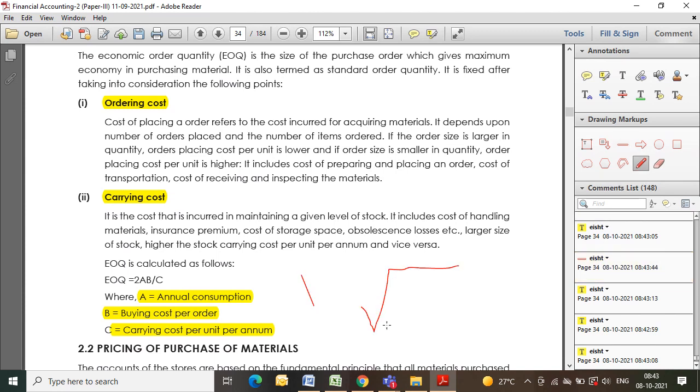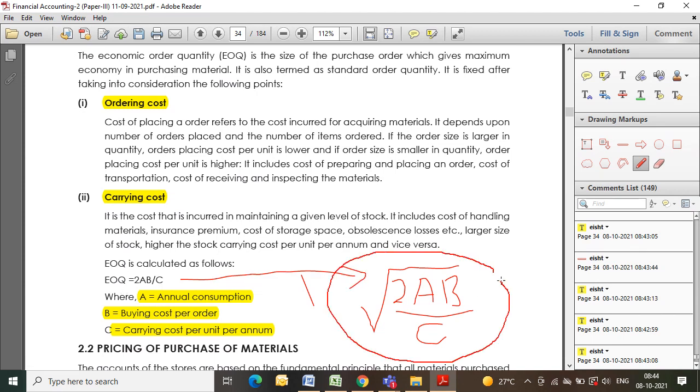EOQ is like this: square root of 2AB upon C. So here, this thing is actually a square root. This thing is under a square root. So please note that this is a small correction. Your EOQ is under the square root of 2AB upon C.